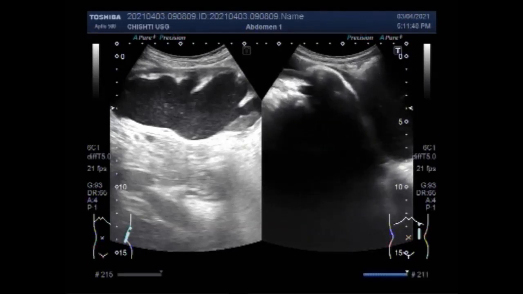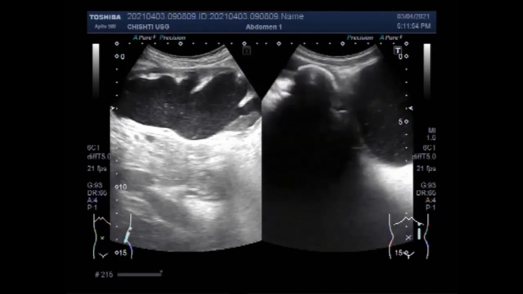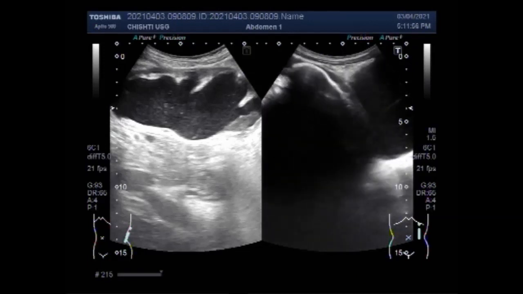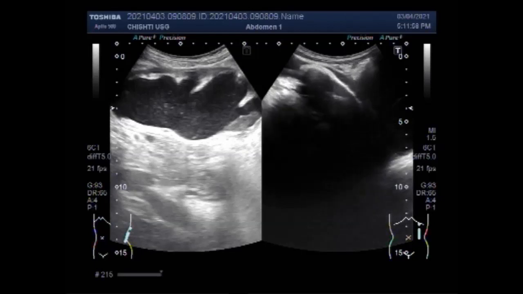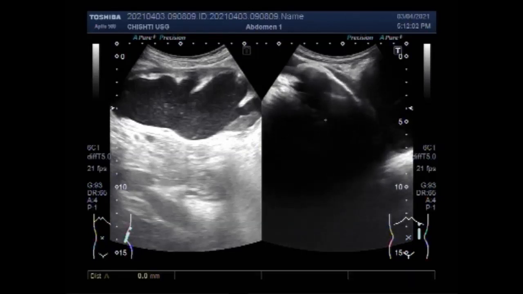Pyonephrosis is characterized by accumulation of purulent debris and sediment in the renal pelvis and urinary collecting system. Now you can see a large amount of thick sludge and a large stone starting from the upper one third of the ureter and extending into the middle portion of the ureter.